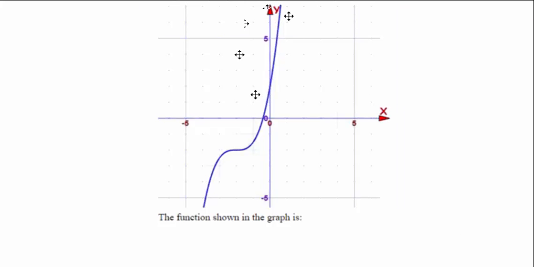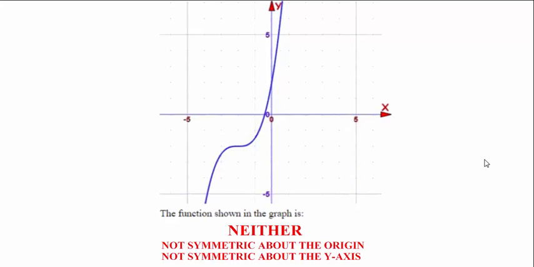Again, we want to pick a point on our function and draw it through the origin to see if it's repeated on the other side. And we can see for any point that we pick along this function, if we draw it through the origin, it doesn't have a match, the same distance on the other side. Since both of those symmetries do not exist, we would say this function is neither symmetric about the origin or about the y-axis.